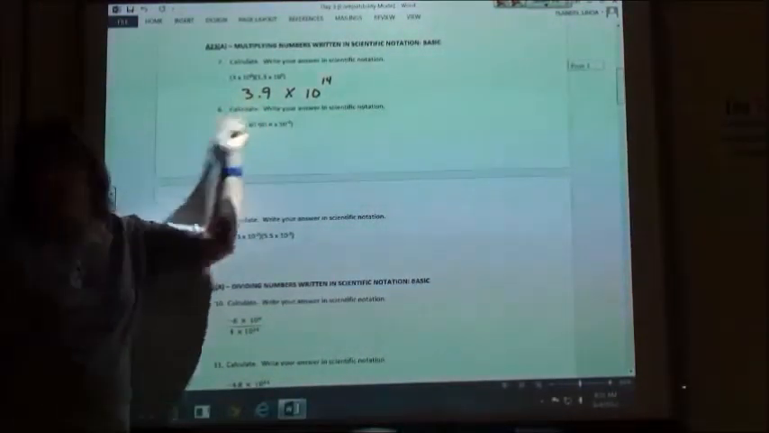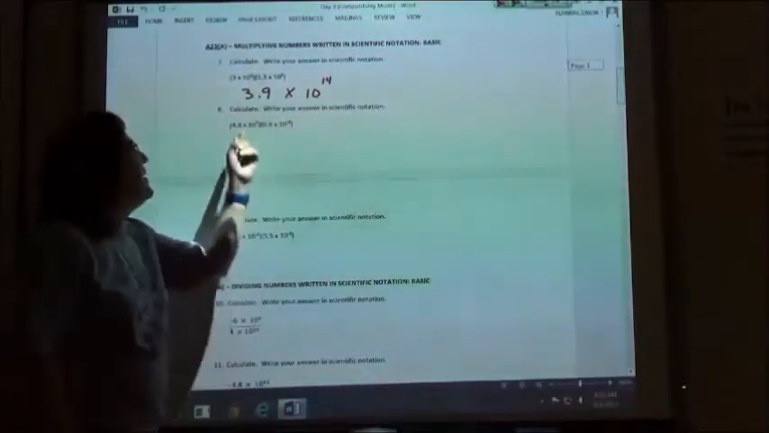Occasionally when you're multiplying in scientific notation, this value in front ends up being a number that's not between 1 and 10 anymore, and you do have to change your answer into scientific notation, so you'd have to move your decimal and adjust your exponent as needed.